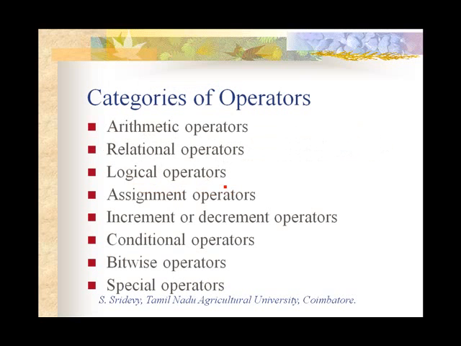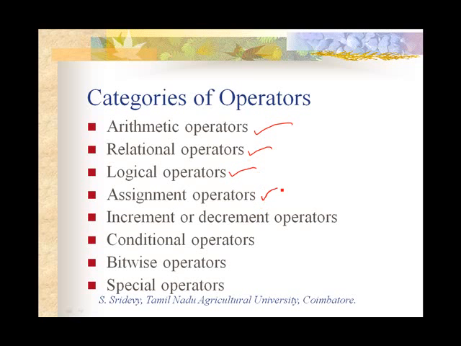There are many categories of operators as far as the C language is concerned. They are arithmetic operators, in order to perform arithmetic operations, namely addition, subtraction, multiplication, division, modulo division, and so many other things. And relational operators, in order to check whether this number is greater than or equal to the other number, or if this is less than or equal to the other number. These are the relational operators. Logical operators: AND operator, OR operator are logical operators.